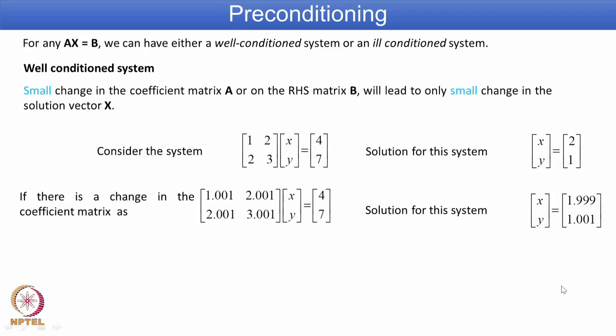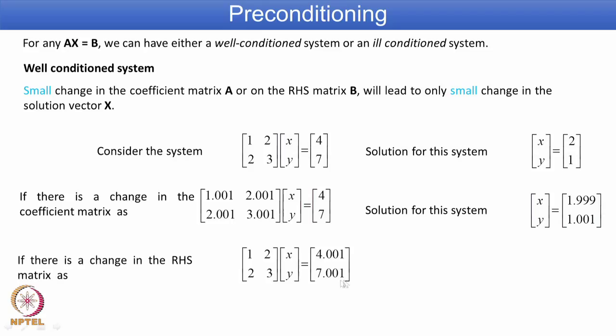Let us take the other case where you make a small change in the right hand side matrix, and that is what is shown here. So, coefficient matrix is the same. The right hand side matrix, now it is 4.001 and 7.001. For such a system, the solution appears to be as shown here: x and y equal to 2.003 and 0.999.